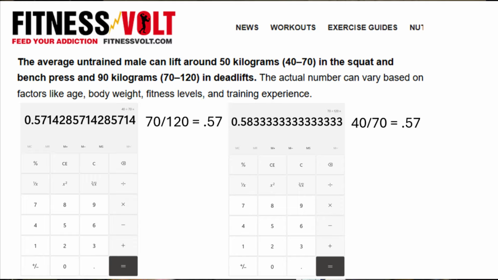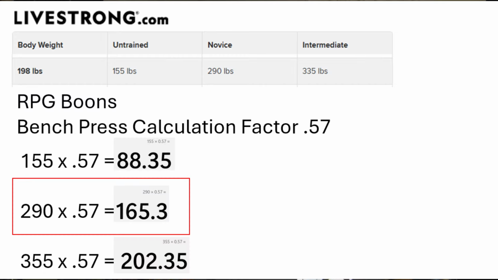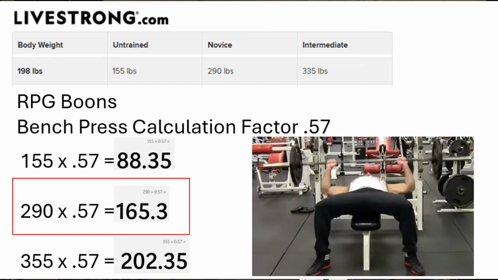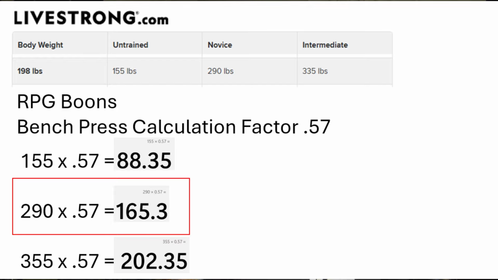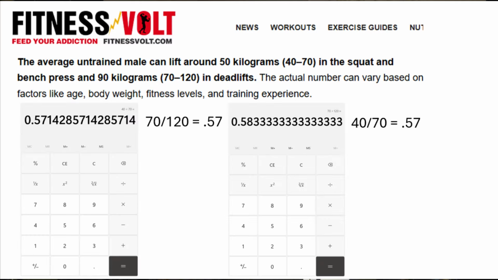So if we simply divide this bench press number by the deadlift number, it's going to give us a multiplication factor. We can then use that multiplication factor, times it by our deadlift number, and that's going to give us a bench press number. And so what we're looking at here is that the 290-pound person with that multiplication factor, it's going to give us 165. Now, how accurate is this RPG Boons bench press calculation factor of 0.57? Here we got 165. But interestingly enough, we got that 0.57 using another resource and using this calculation.